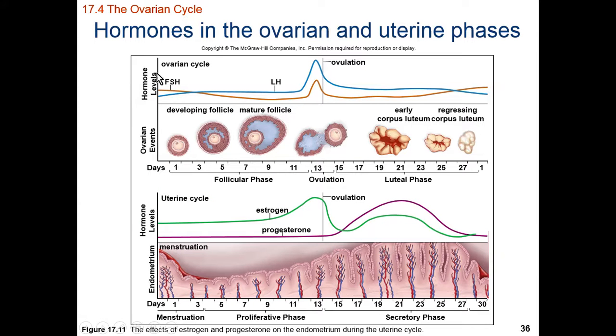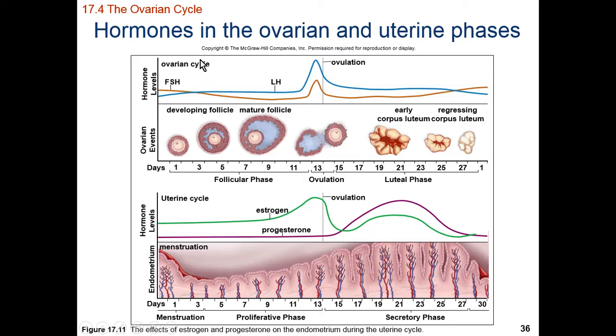So here we can see the hormone levels and the events of the ovarian cycle overlaid with the hormone levels from the anterior pituitary gland, and then the hormone levels from the ovary. These can be overlaid with the events happening on the ovary and the events happening in the uterus. So at day 1, through typically day 4 or 5, there's menstruation occurring. There'll be some sloughing off or bleeding of the endometrium from the uterus, and this corresponds to low levels of progesterone and low levels of estrogen.